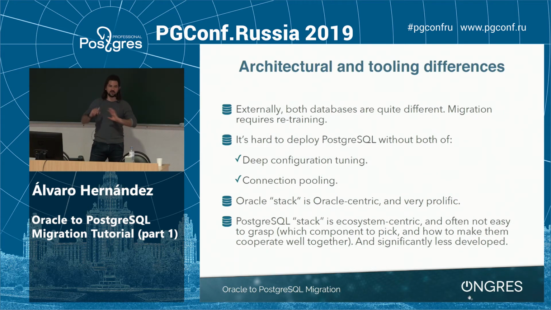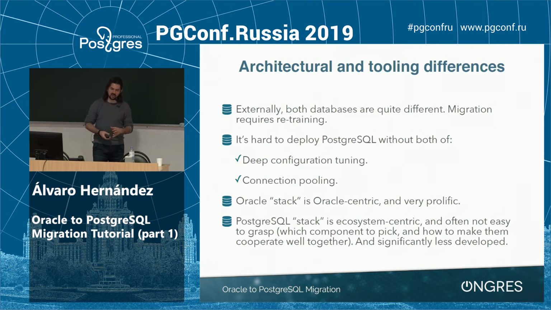This is just a different topic, and I don't want to get into it right now, but bear in mind that from an architectural perspective, you might want to almost always have connection pooling in front of Postgres, and good configuration tuning of Postgres. This is something that typically, or not always, is performed in Oracle the same way.